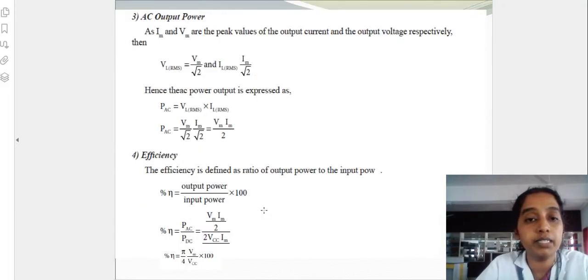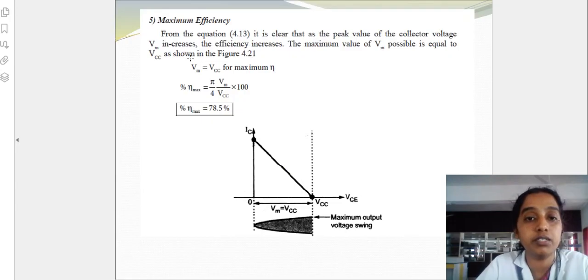Next we need to find the AC power. Next we need to find the efficiency. To find the maximum efficiency, consider Vm is equal to VCC. So the efficiency comes to nearly 78.5%. In class A amplifier, we obtain 25%, but in class B we are able to get 78.5%. So the efficiency of class B is good when compared to class A. Thank you.